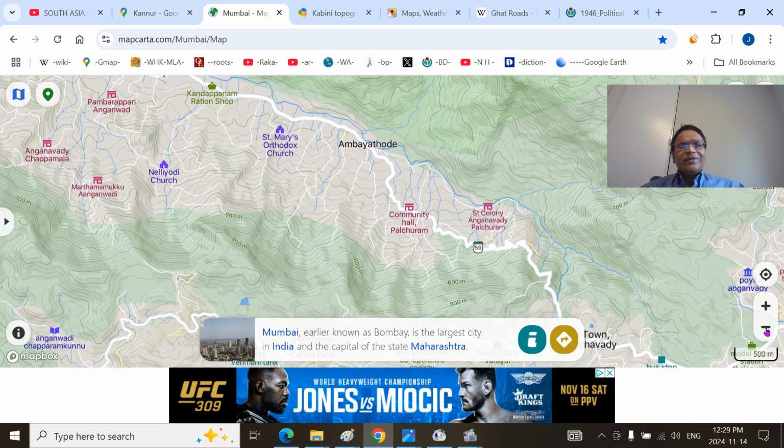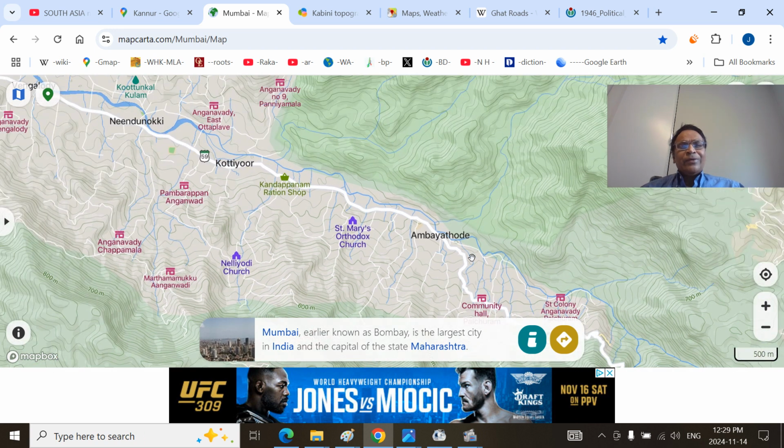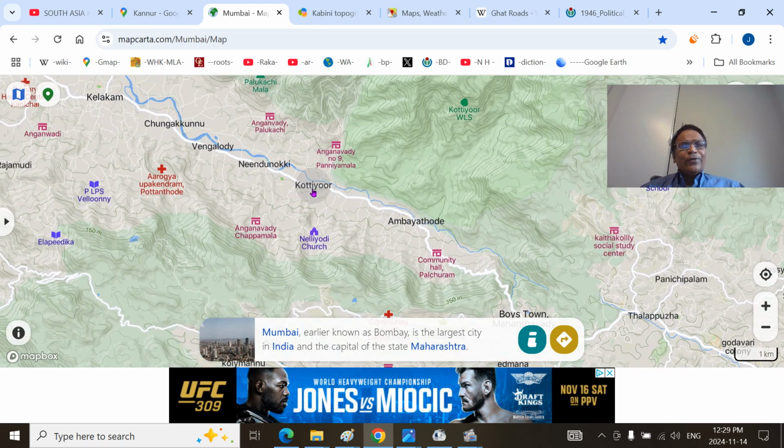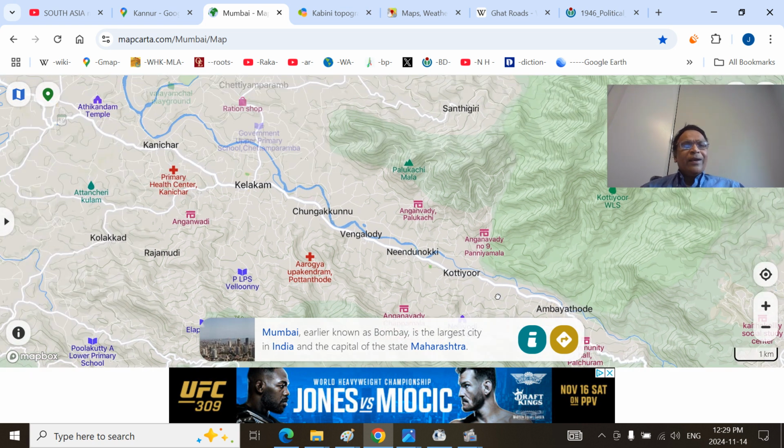That's Boys Town. This is Ambayathode. This is the Bavali River. You can see the Kottiyoor town, the temple town, Ambayathode temple town, and you can see Kelakam. That is also a temple town.